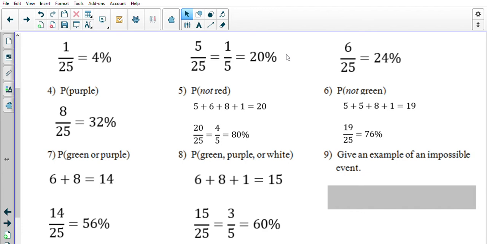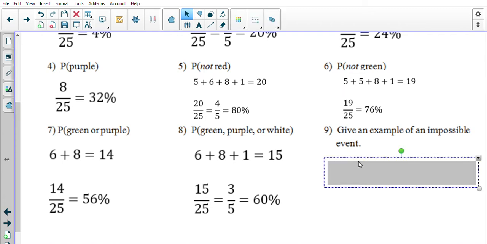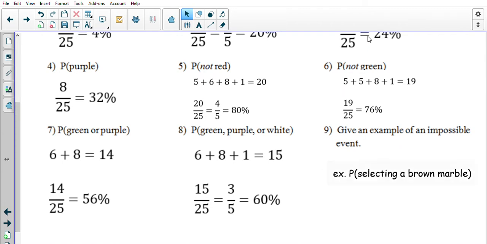Number 9, this is an interesting question. We want to give an example of an impossible event. Well, it's something that's not possible to occur. So I gave an example here based on the directions. You may have something different. But for example, the probability of selecting a brown marble. There are no brown marbles in this jar, so this is an impossible event.